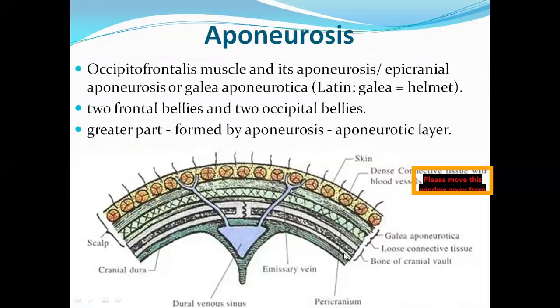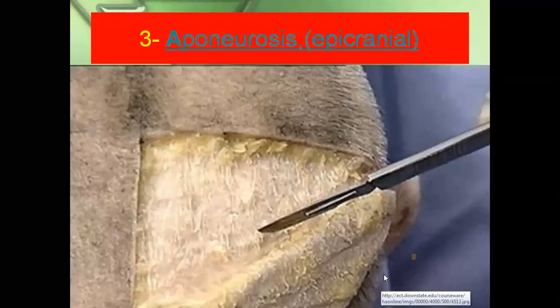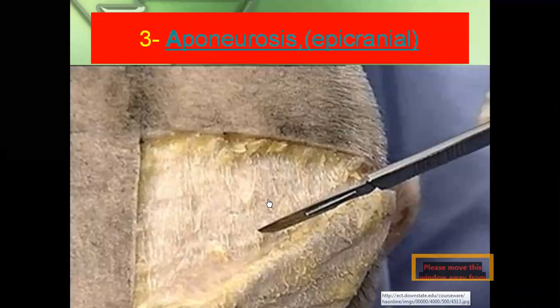Then after this, we have the third layer, which is quite tough and thick. You call it aponeurosis, epicranial aponeurosis, also called Galea aponeurotica. Galea means helmet. So it will have two muscles: from the anterior aspect we have the frontal belly, and from the posterior aspect we have the occipital belly of the muscle, that is the occipitofrontalis. As we move on, we are now moving to the third layer.